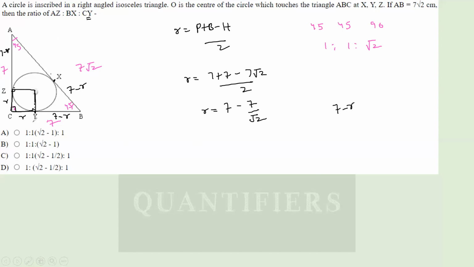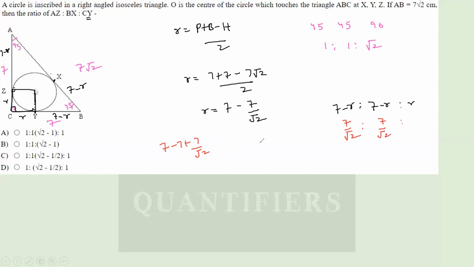What is BX? BX is also 7 minus r. And what is CY? CY is nothing but the inradius. This is what we need to calculate. Okay, now let's calculate 7 minus r. अगर 7 में से मैं r को minus कर दूं, that means 7 minus 7 plus 7 by root 2. So 7 minus r is basically 7 by root 2. I hope this is clear to all of you. Similarly, this will also be 7 by root 2.